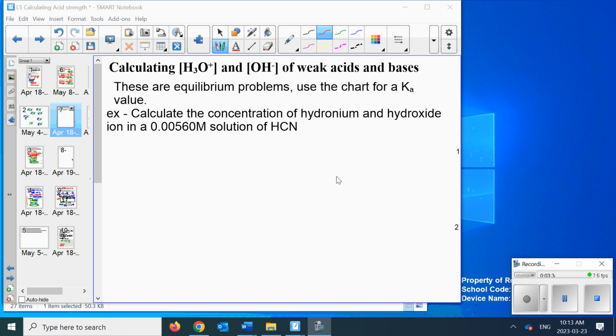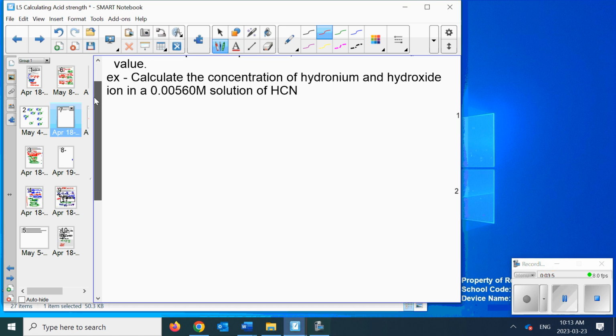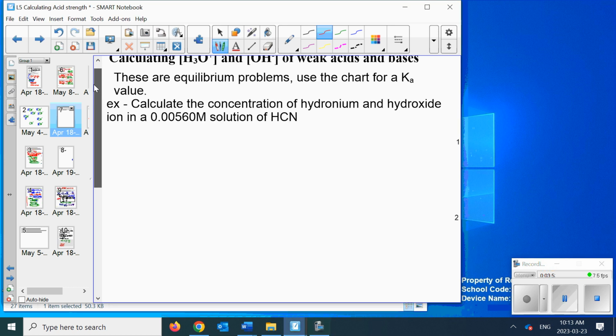Okay. Calculating the hydronium ion and hydroxide ion concentration with a weak acid. Strong acids go 100% one way, so they're simpler. Weak acids mean 2 directions. That means equilibrium work again, so we've done nothing but equilibrium in this course. You're going to use a Ka value from that chart if it isn't given within the problem. And when I say that chart, I mean the one on your handout set.